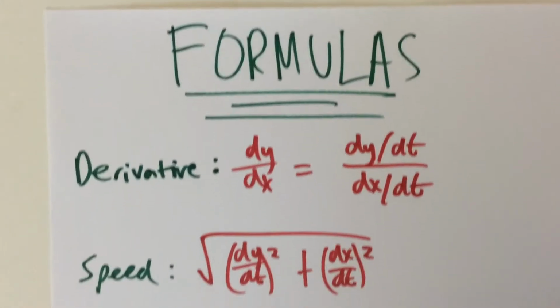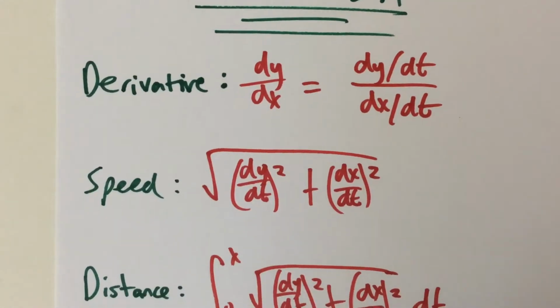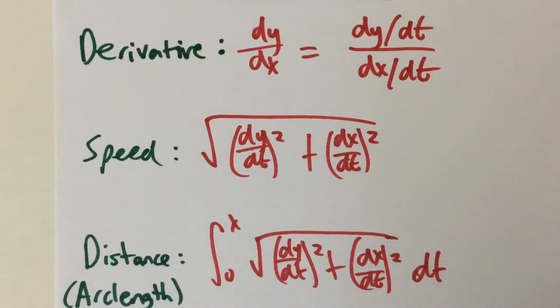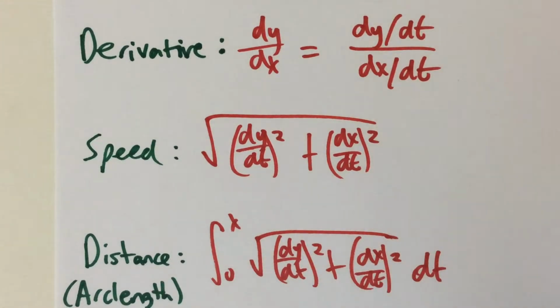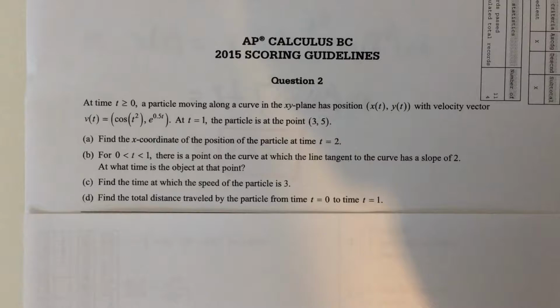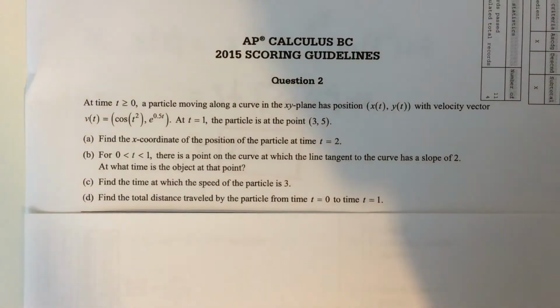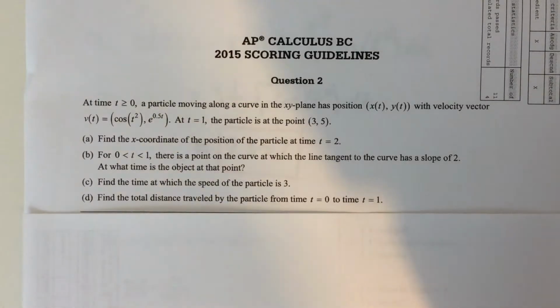For many vector FRQs, once you know these formulas, it's really easy because a lot of the time you can just plug in the numbers that they give you to solve for the answer. So knowing these formulas will be very, very handy. The problem gives us the velocity vector of cosine t squared, comma, e to the half t. At t equals 1, the particle is at the point (3, 5).